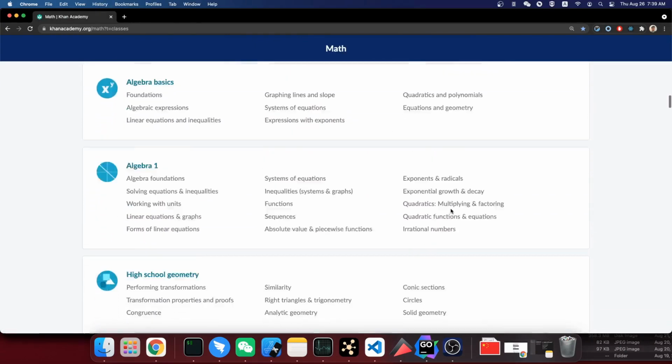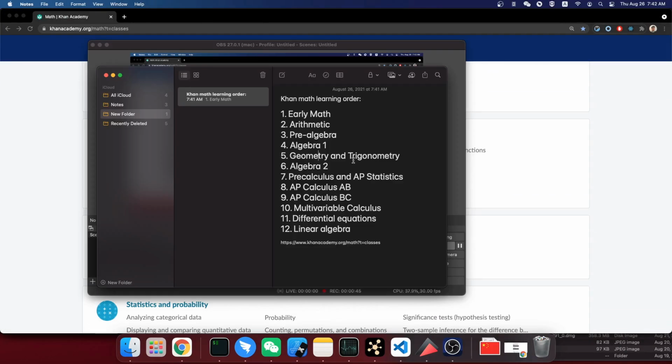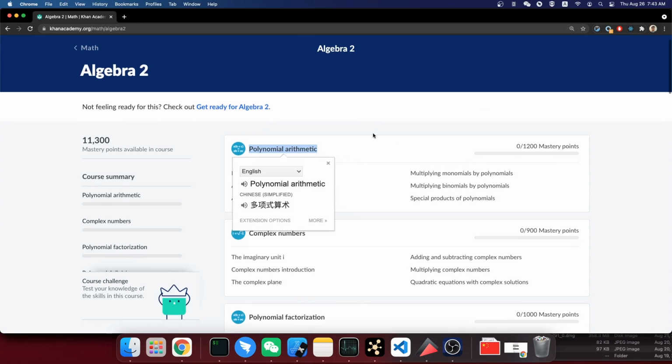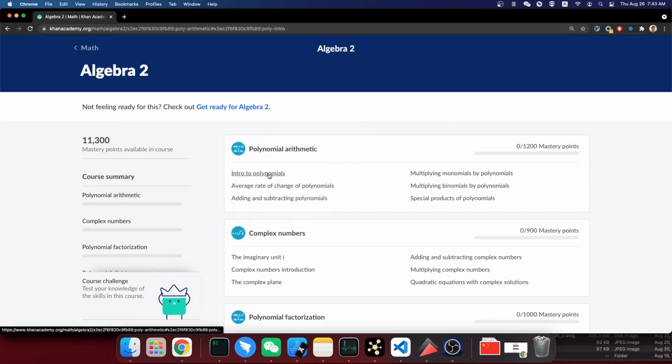Let's see where it should be. According to this list, we know after the high school geometry kind of stuff, we're gonna go to Algebra 2. So basically now we are in the middle of the whole learning nest. That was good. At least it is proof that we're still in learning. That's great. So for the first one, it is called Polynomial arithmetic. Polynomial arithmetic. All right, let's get into it.